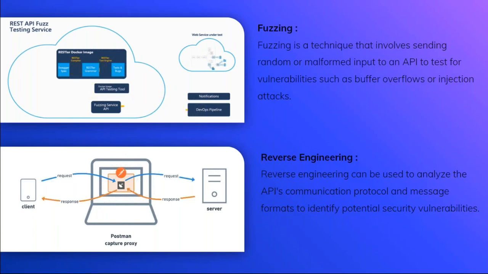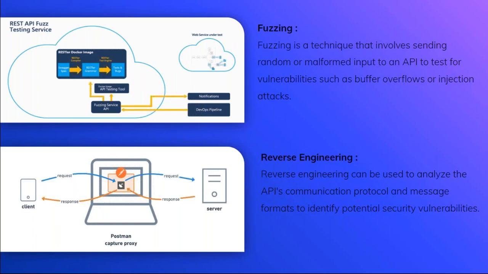Next, I will explain about reverse engineering of APIs. Reverse engineering APIs can be used to analyze the API's communication protocol and message formats to identify potential security vulnerabilities. API reverse engineering is the process of analyzing an application's API to understand its functionality, structure, and behavior. It involves deconstructing the API to identify how it works and how it can be used. This technique can be used by developers, security researchers, and hackers to gain a better understanding of an application's inner workings.